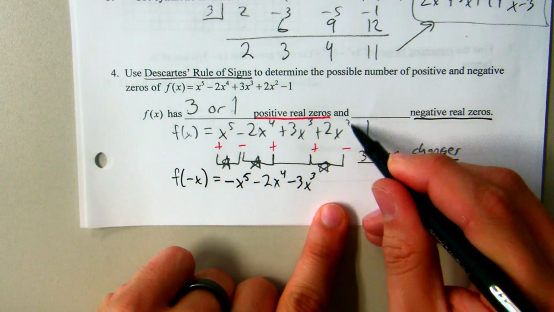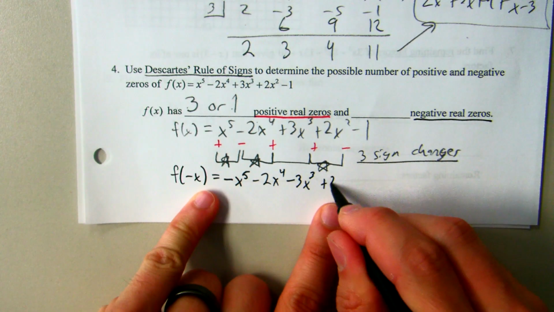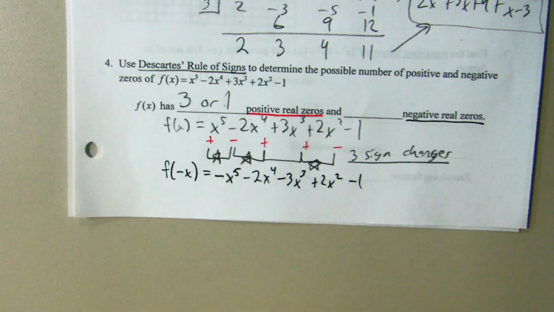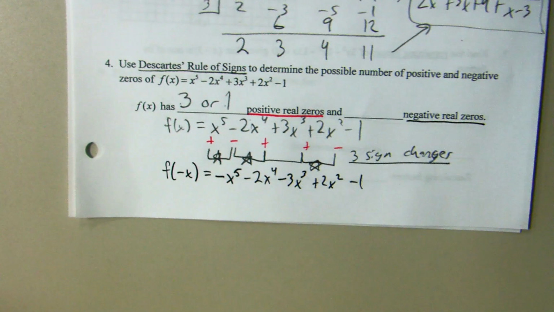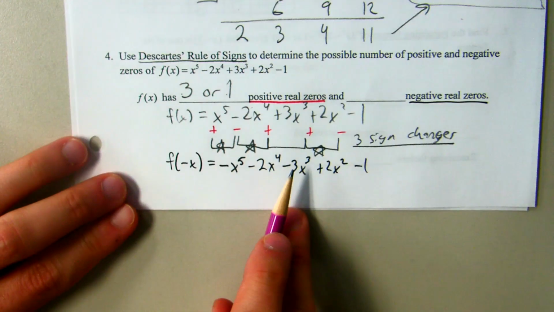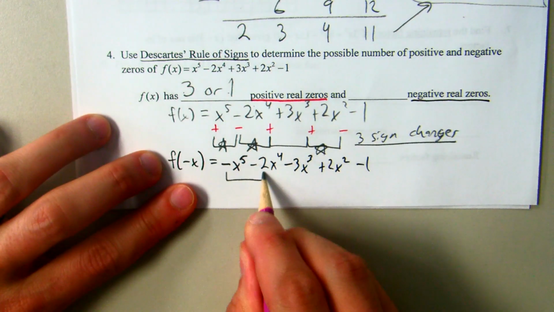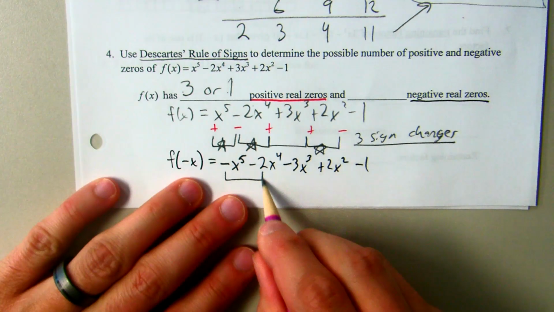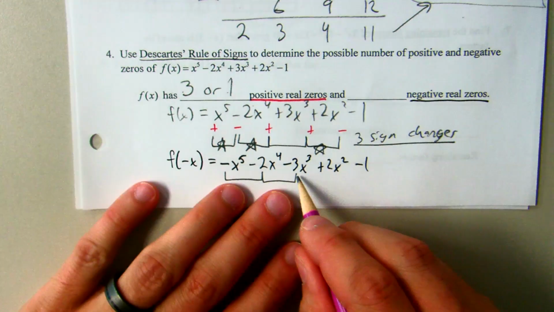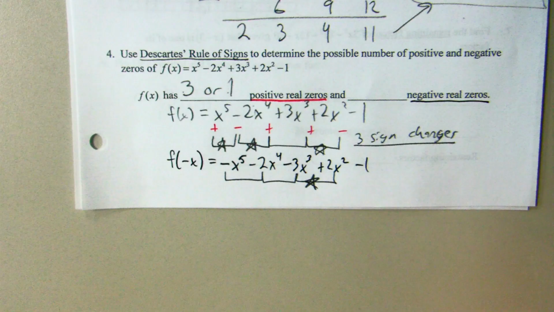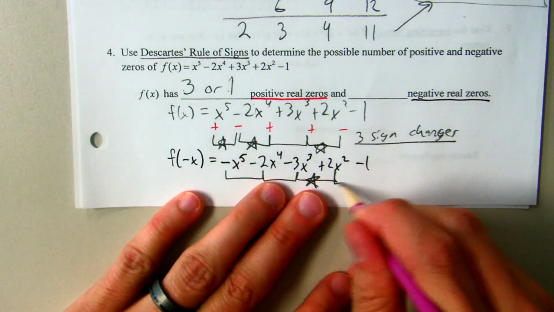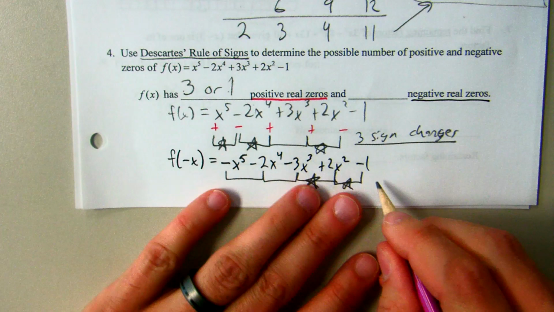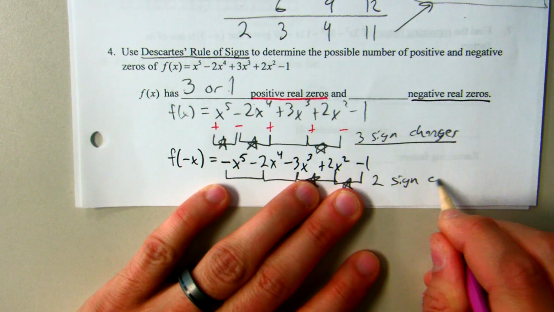And then this one would be, what was that thing? Okay, so you have to do that. And then you count the sign changes. Again, negative to negative is not a sign change. Negative to negative is not a sign change. Negative to positive is a sign change. Positive to negative is a sign change. 2 sign changes.